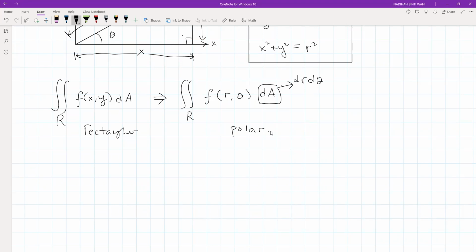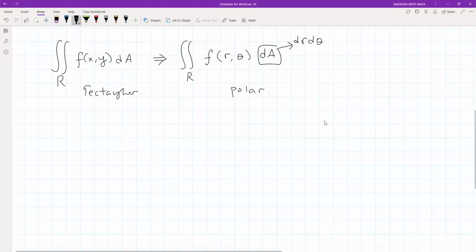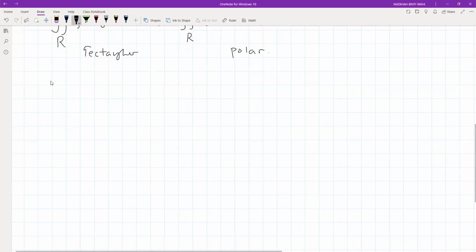Okay, so how to approach this? Okay, macam mana saya nak buat change of variables? So yang ni nama dia change of variables from x to r and theta. Okay, let's see this one. Let's use the same application.